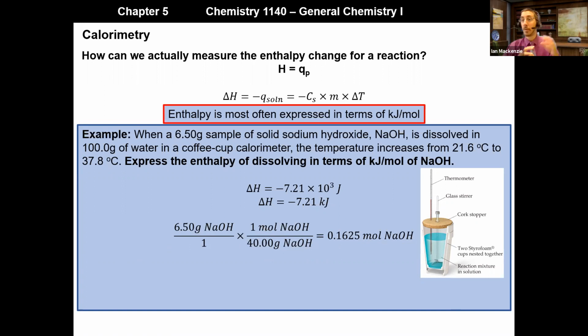And now I have an amount in kilojoules and I have a number of moles. So I simply take the kilojoules and divide it by the number of moles, and I will come out with a change in enthalpy of negative 44.4 kilojoules per mole. This is very useful now because if I know the enthalpy of reaction in terms of kilojoules per mole, then I can easily calculate how much heat I would generate based off of any given mass of sodium hydroxide, which I could then convert to moles and multiply by this value.